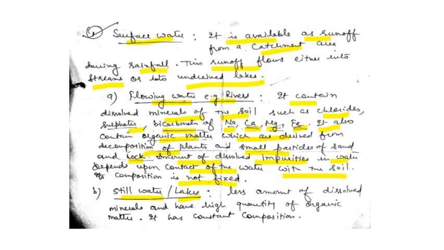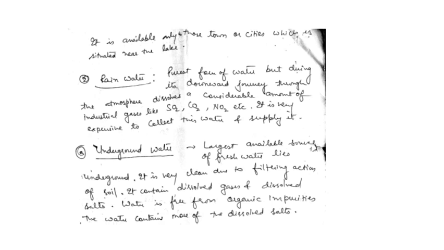Now second, the still water or the standing water has a lesser amount of dissolved minerals and a high quantity of organic matter, because it is still water and it has a constant composition. It is available only to those towns or cities which are situated near the lakes. So the lake water or the pond water is available in the town or city located nearby.